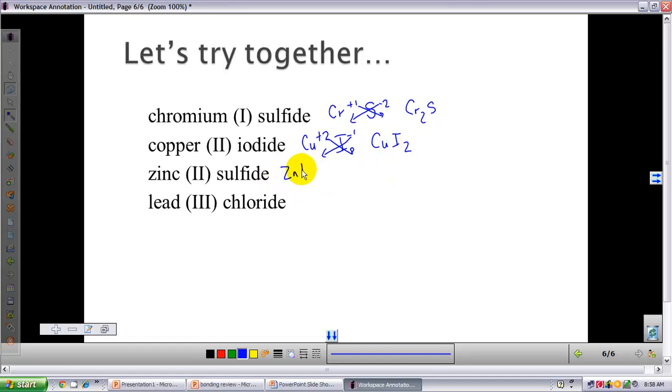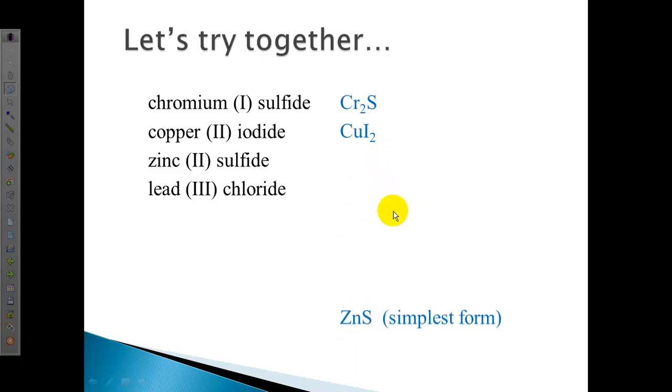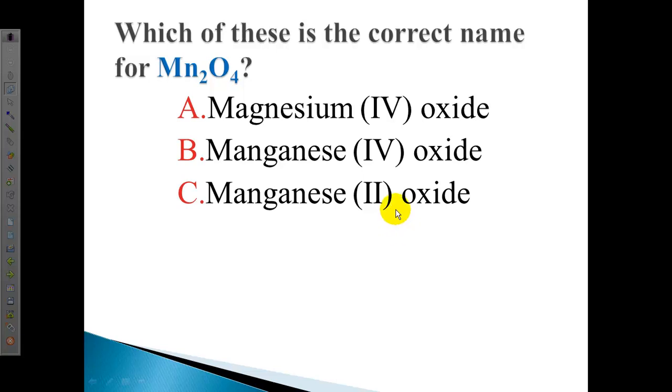Okay, zinc has a +2 oxidation state. Sulfide has a -2. What do you notice about these? They're the same, so you can just write one of each. Lead has a +3, which you got from the name. Chlorine has a -1. When you crisscross, you get 1 lead and 3 chlorines. Let's double check. And there's our answers.